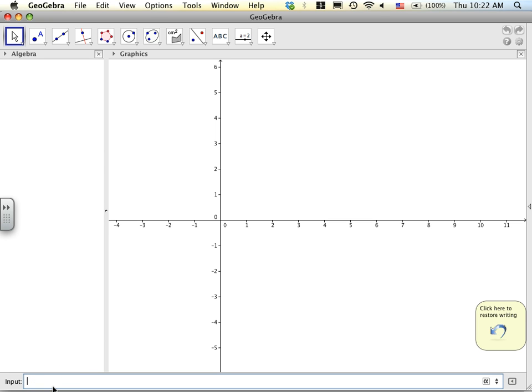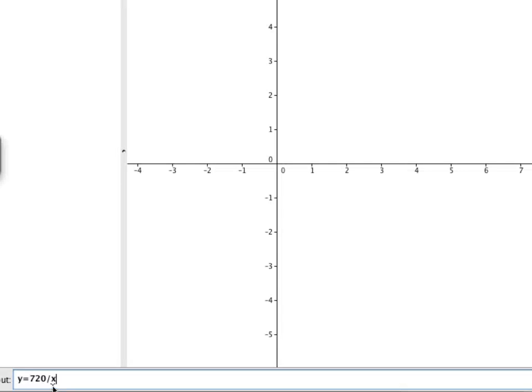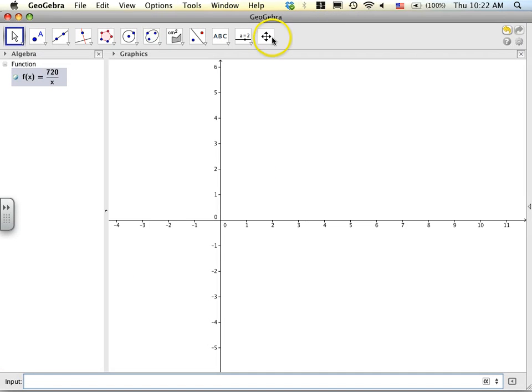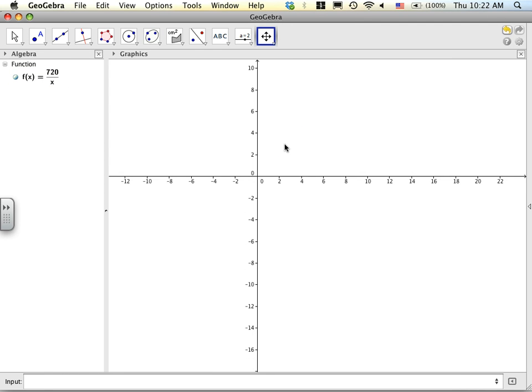Y equals 720 divided by X. Let's zoom in to show you that I just inserted that there. So I'm going to hit enter and it's going to graph for me. You don't see anything yet. Let me zoom out. Here it is.